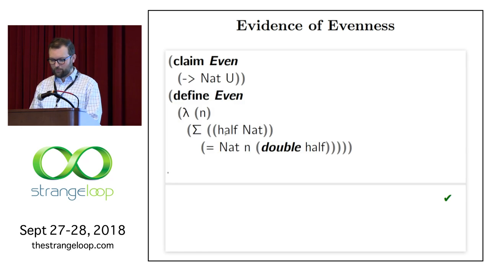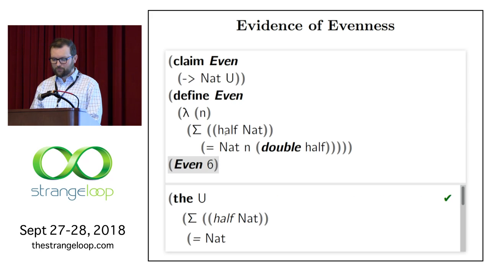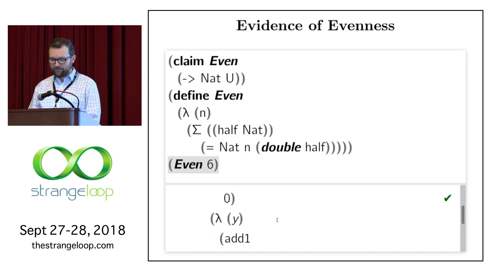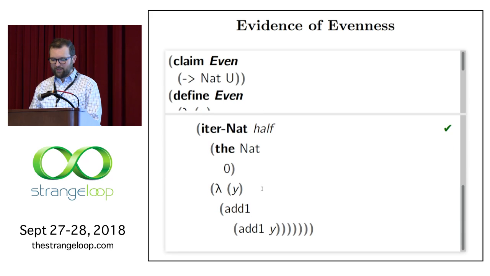So if I want to see what is even of 6, then we see it's this U, this element of the universe, which is what U is an abbreviation for, sigma half in nat, such that nat equals, and then we see the definition that we ended up writing for double getting unfolded a little bit here.